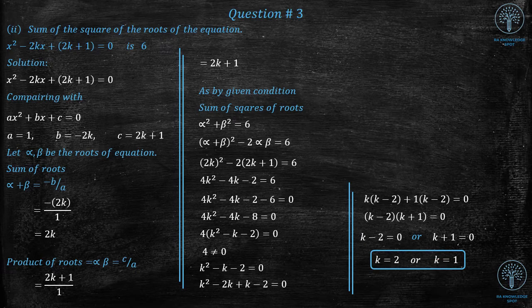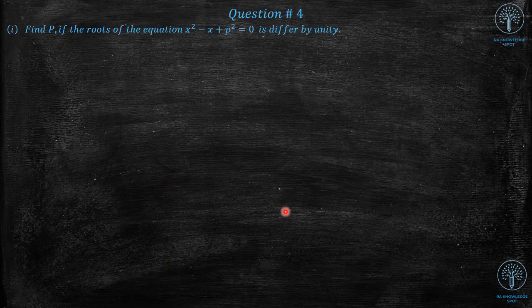Now moving towards the next question. This is question number 4. Students, this is the statement: find p if the roots of the equation differ by unity. Now first, of course, before solving the question, I want to tell you the meaning of differ or difference. Differ means minus or subtraction, and differ or difference both are the same. In maths or in other subjects also, unity means oneness or only one.